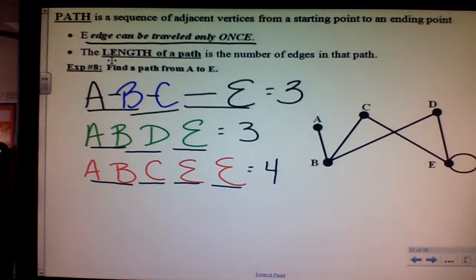Okay, the way I suggest you do it, and there's 2 different ways to look at it, I like to put the dashes in between my letters. So 3 dashes means a length of 3. 4 dashes, length of 4. Some other people look at it: I have 4 vertices, so my length is 3. If I have 5 vertices, my length is 4. So your length is always 1 less than how many letters you have listed.